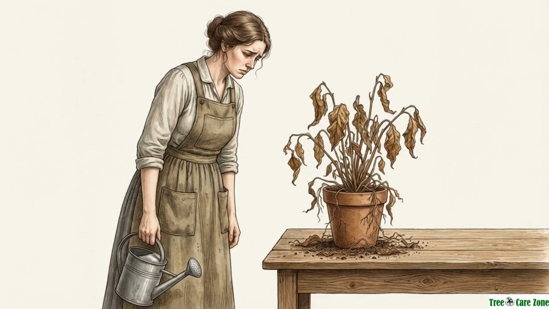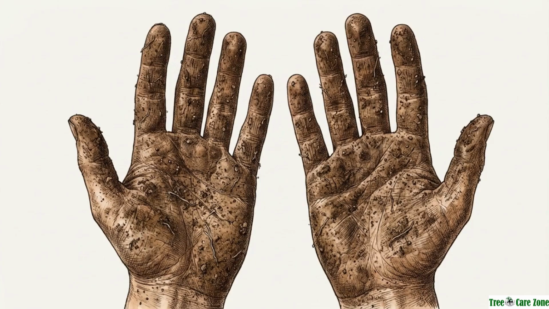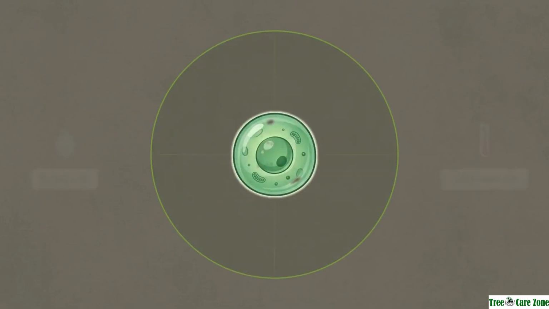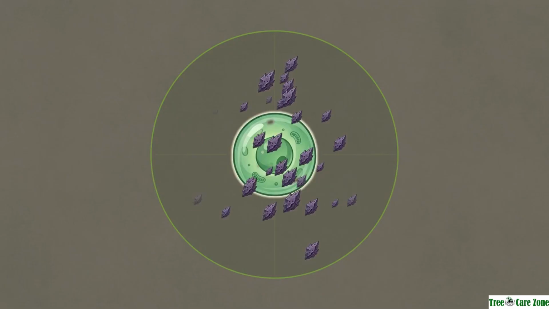When the plant eventually dies, people usually blame themselves. They assume they have a black thumb or lack some innate gardening talent. But luck and talent have nothing to do with it. Plant diseases strike because we accidentally create the exact microscopic conditions they need to survive.